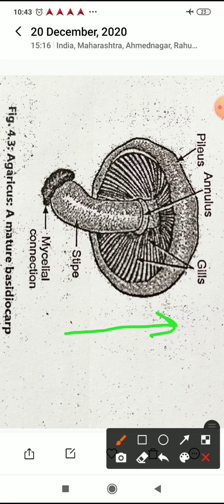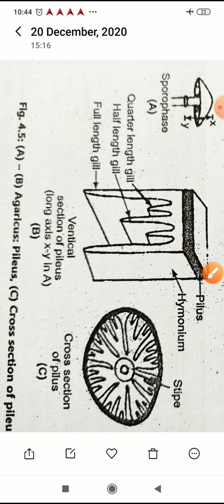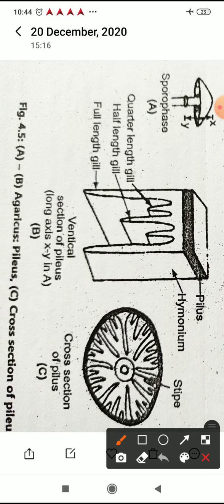Now related to sexual reproduction. See here, you can see the structure of gills. You can see over here, this is the basidiocarp, also called a sporocarp. This is the region of the pileus. This is the hymenium, long gill or full length gill, and this is a short gill.